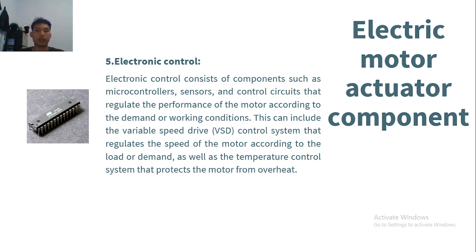Number five is electronic control. The control consists of components such as a microcontroller, sensors, and control circuits that regulate the performance of the motor according to the demand or working condition. This can include a variable speed drive or VSD control system that regulates the speed of the motor according to the load or demand, as well as a temperature control system that protects the motor from overheating.